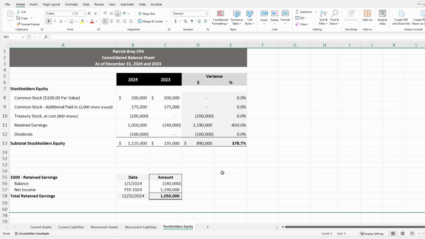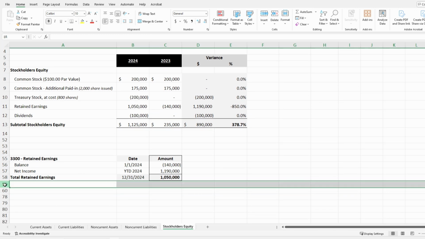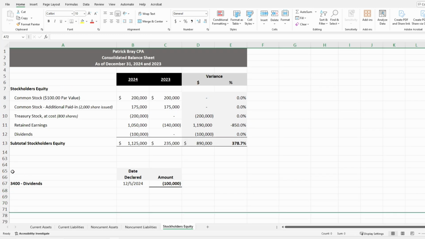Now, jumping down to our category number 5, dividends are going to get closed into retained earnings. I just wanted to highlight that during the year, when you have dividends, you might have a subcategory or a GL account to record the dividends to ultimately close into retained earnings. That's what I've done. I have found that helpful for tax preparation. So in this example here, December 5th, 2024, a $100,000 dividend was declared. I'm recognizing it in 3,400.